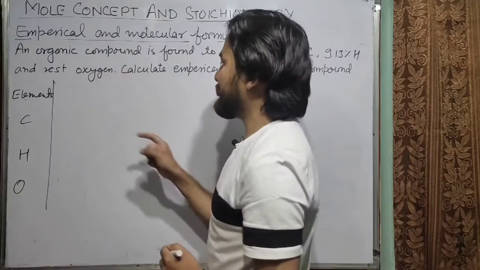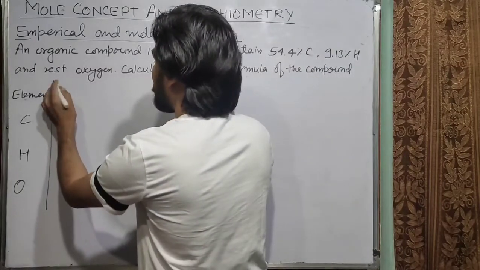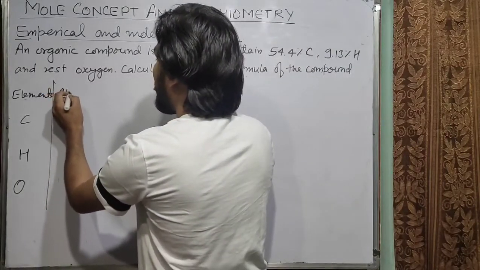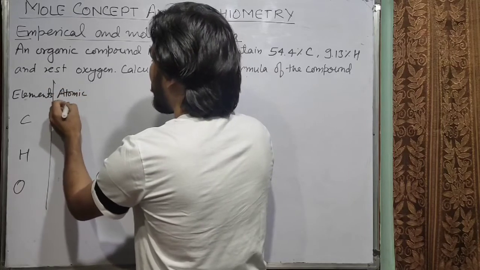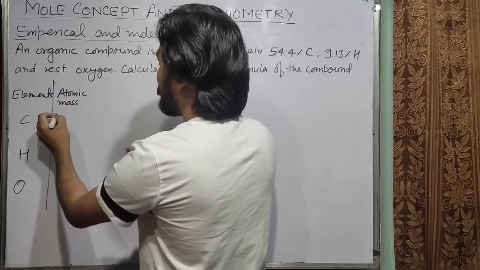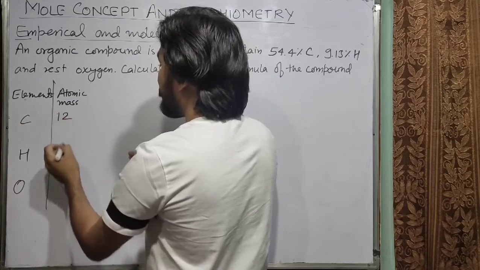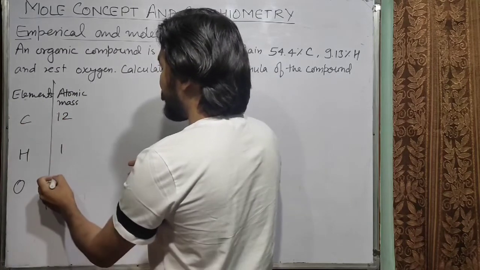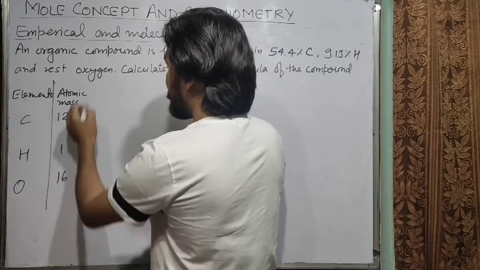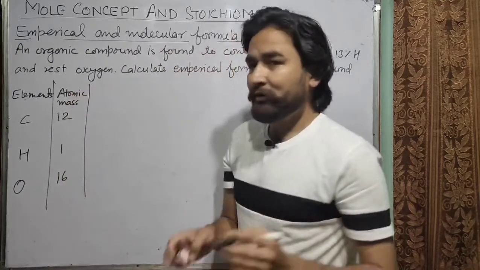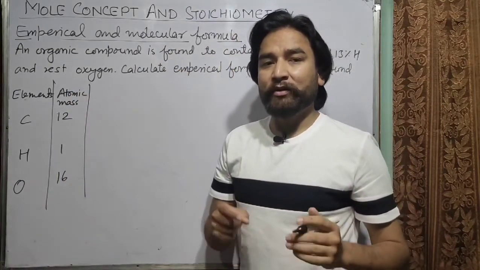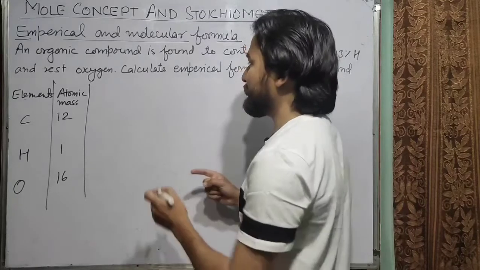If you have 4 or only 2 elements, you have to list only those elements. Now the second column is of atomic masses. You know that the atomic mass of carbon is 12, atomic mass of hydrogen is 1, and atomic mass of oxygen is 16. The second column is also complete.